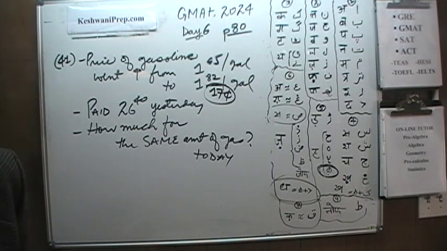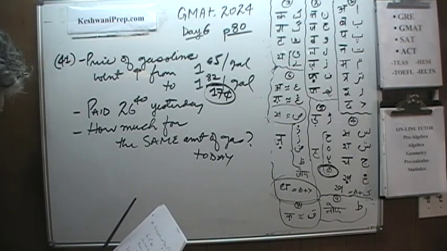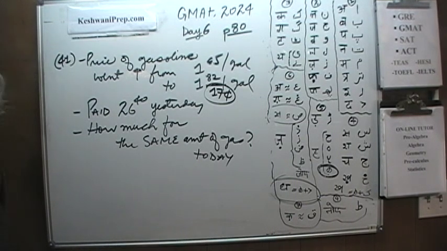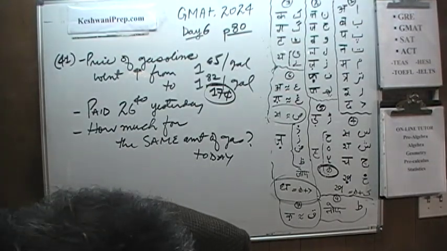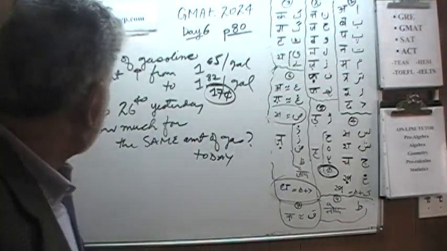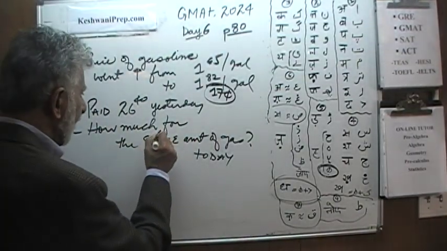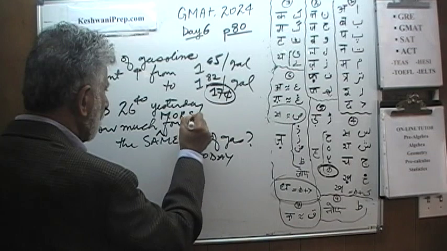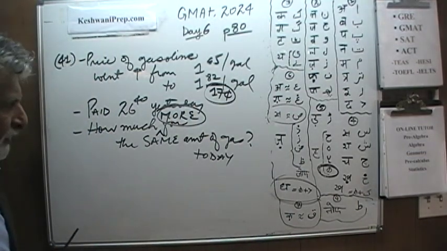The question is not how much now. That's right. How much are we going to pay today? It should say how much more. Let me read the question properly one more time. I think I miswrote it here. How much more? The question is not how much, but how much more. How much more are we going to pay now? Now my story makes sense.